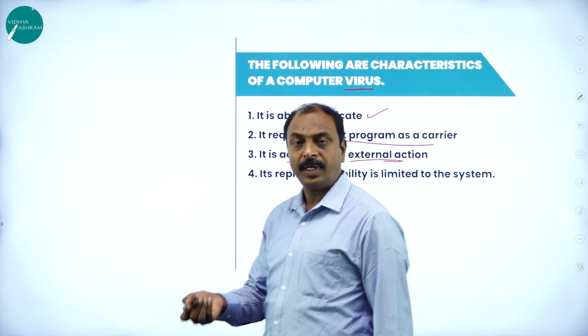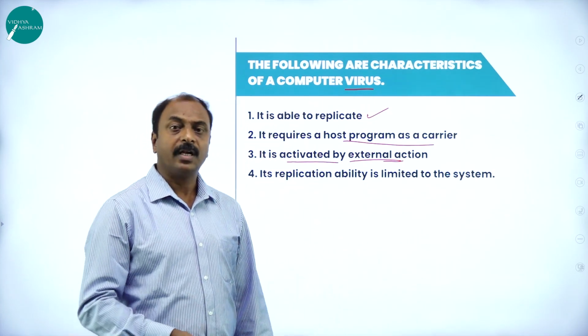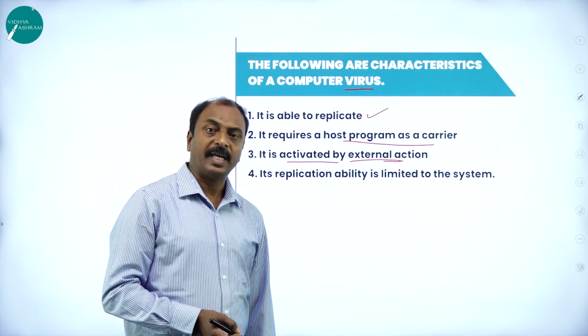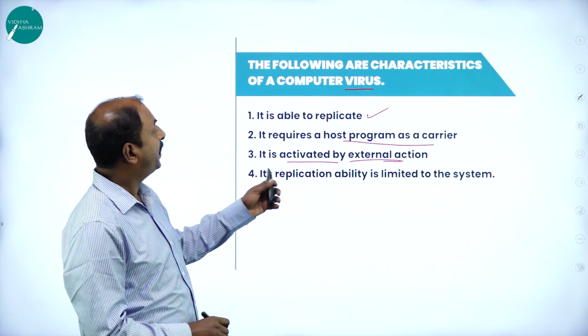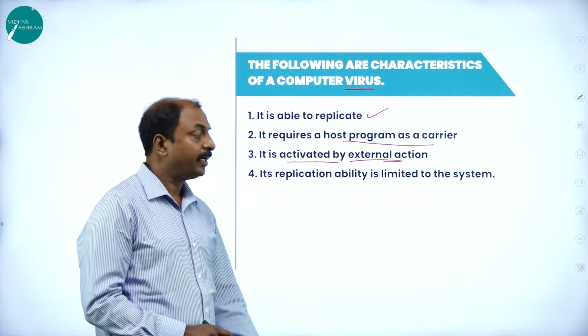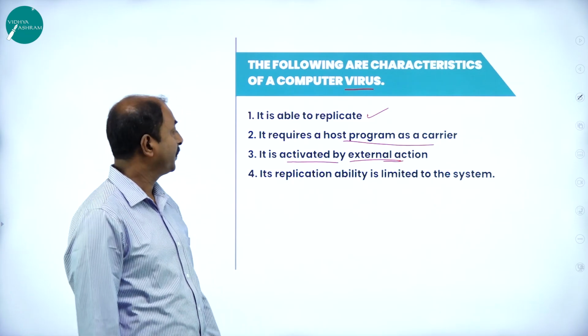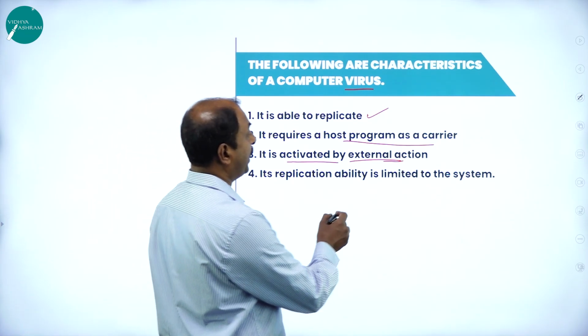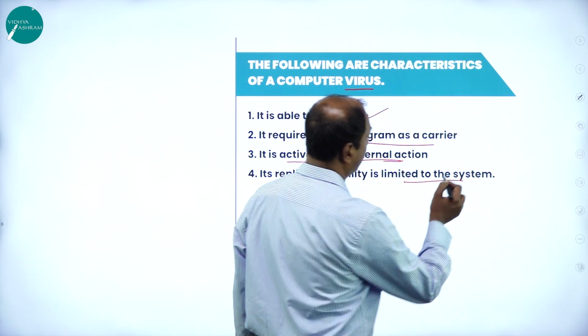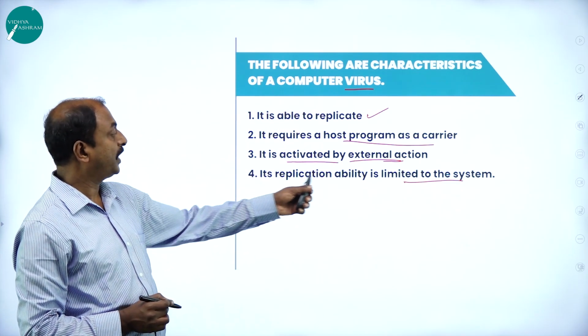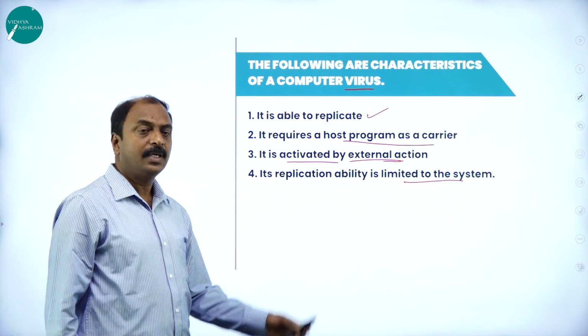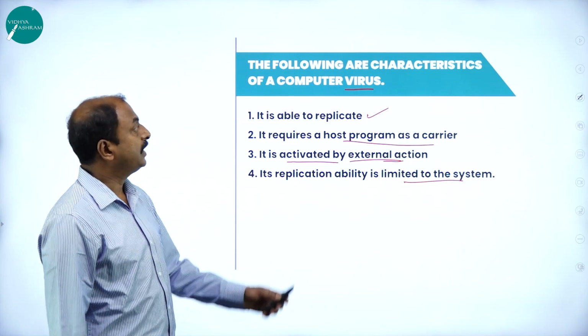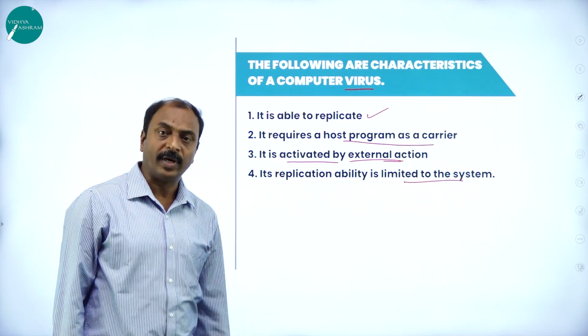Copying, reading or writing data are all different types of action. Different types of viruses are activated by different types of operation. Its replication ability is limited to the system, so the capacity of replication depends on the computer system. These are all the characteristics of a virus.